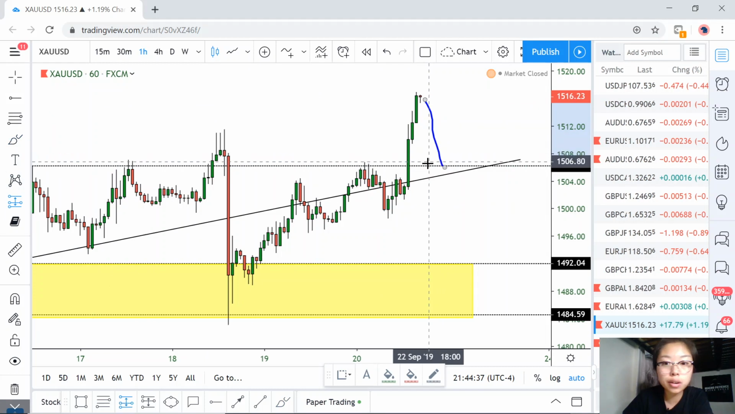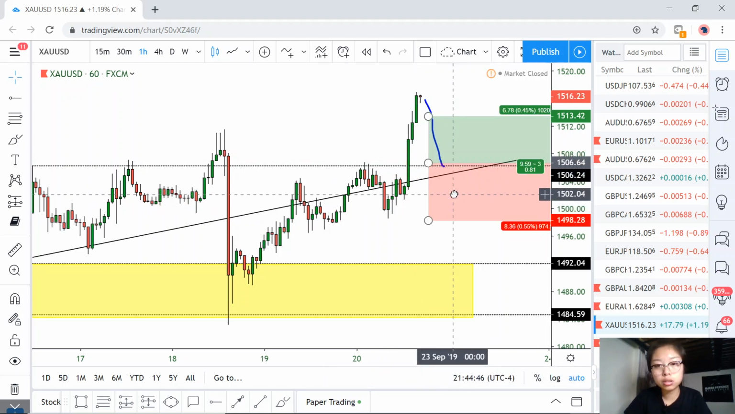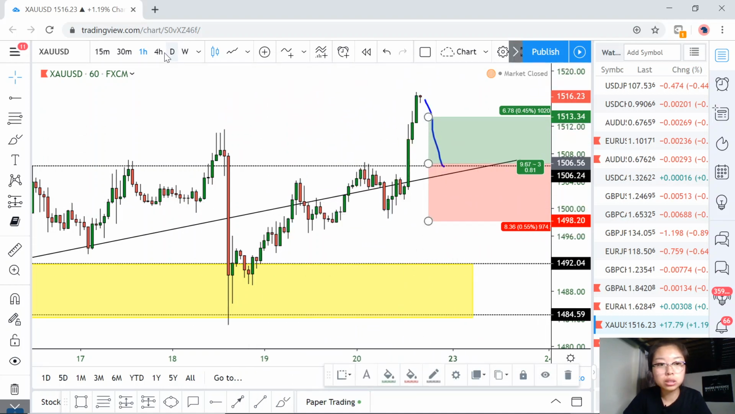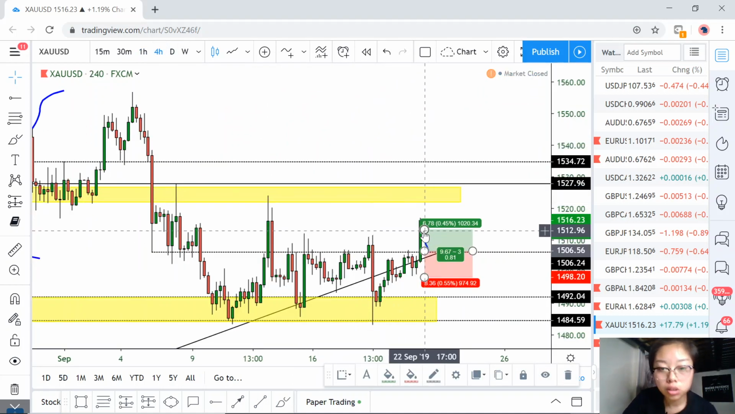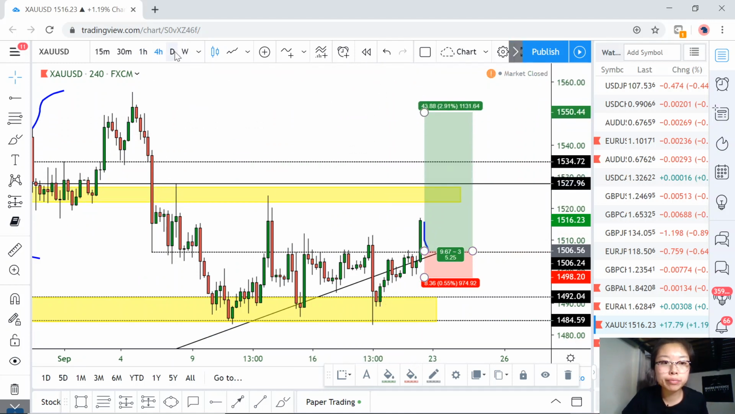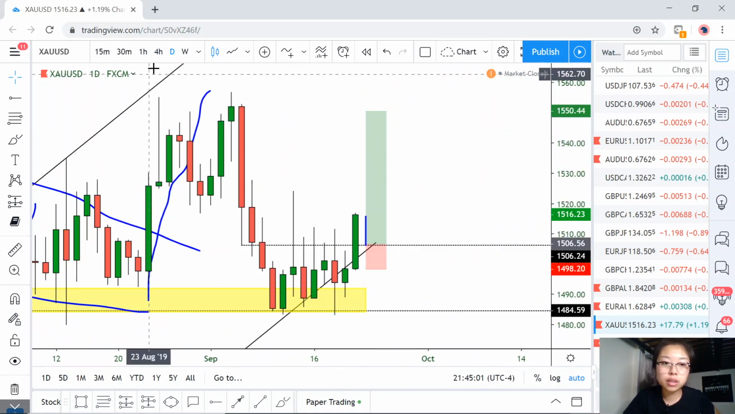That's a long scenario. Stop loss below this low. It's going to give us like a 60 pip stop loss, I believe. 80 pip stop loss. That's big. So you don't want to over leverage on this trade. First TP, second TP. And then at the second TP, you're pretty much risk free. So that's a long scenario.